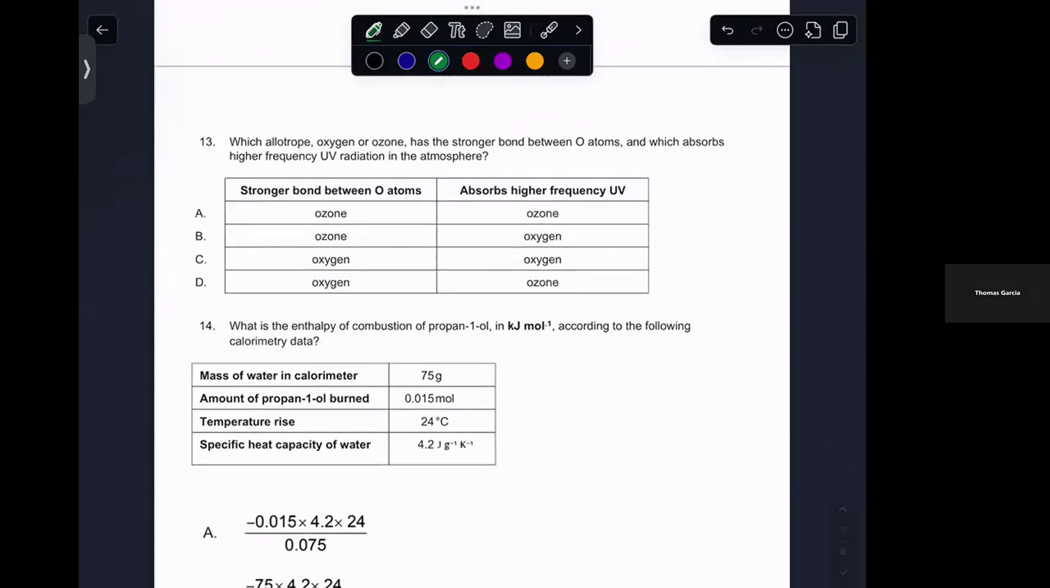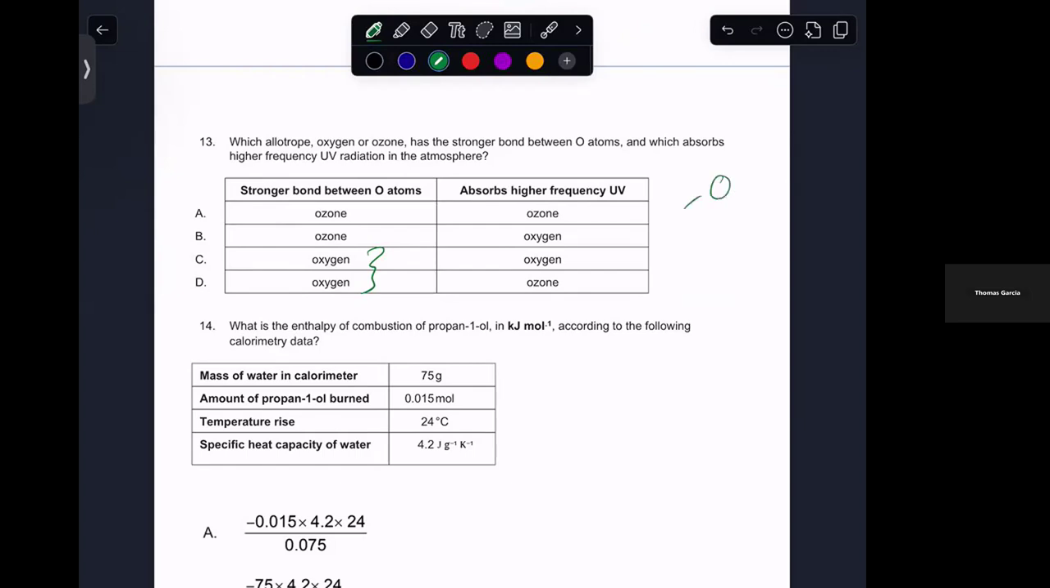All right, number 13. Which allotrope, oxygen or ozone, has a stronger bond between oxygen atoms, which absorbs a higher frequency UV radiation in the atmosphere? So the stronger bond is going to imply that it's more stable. When we had the ozone hole in the ozone layer forming, it wasn't the hole in the oxygen layer. Ozone was what was decomposing. And because ozone more readily decomposes than oxygen, we know oxygen has the stronger bond. So the stronger bond is going to be in oxygen.